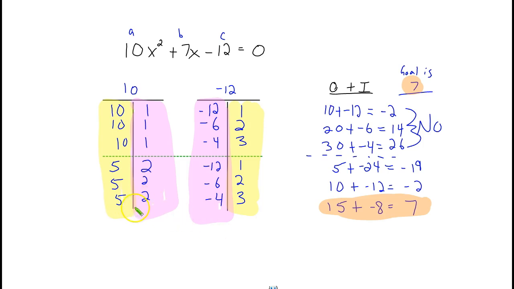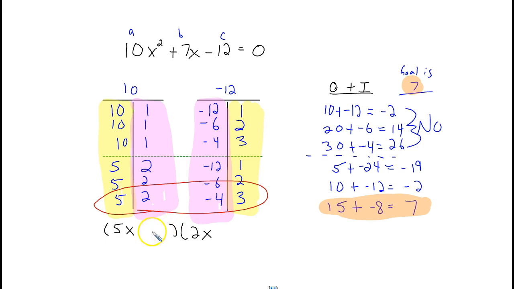I want to make sure that when I do this, I'm going to use these when I break apart my parentheses. Now remember, the factors of a go first. So in my parentheses, I'm going to use 5x and 2x. Those are the factors of 10 with an x added on for the x squared. And then the other two, the factors of negative 12 that worked, are going to be at the end, minus 4 and plus 3.